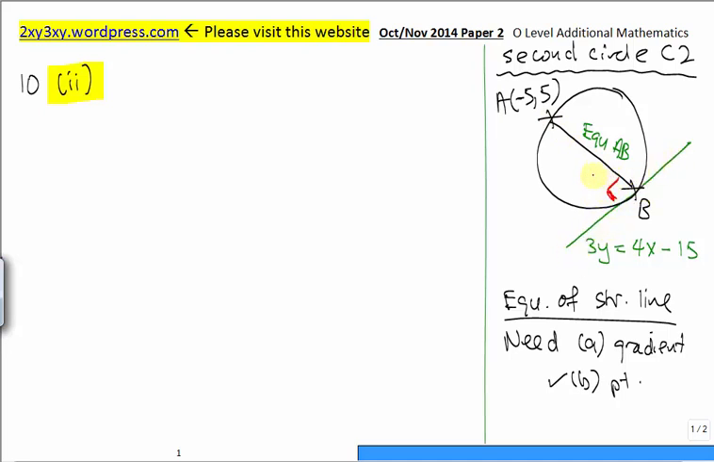That means the gradient of this tangent multiplied by the gradient of this line AB must give us negative 1, because they are perpendicular. So let's find m1 first, which is the gradient of this tangent line. After you find m1, we can find m2. Let me express this equation into y equal to mx plus c form.